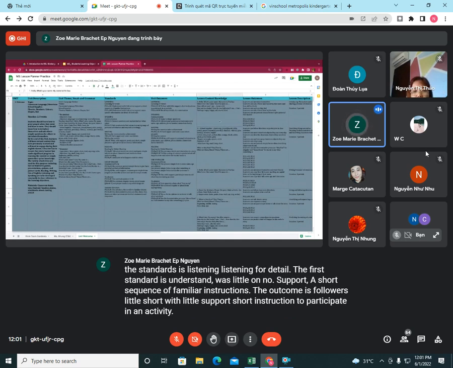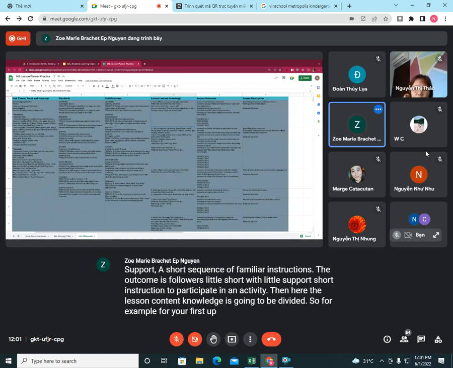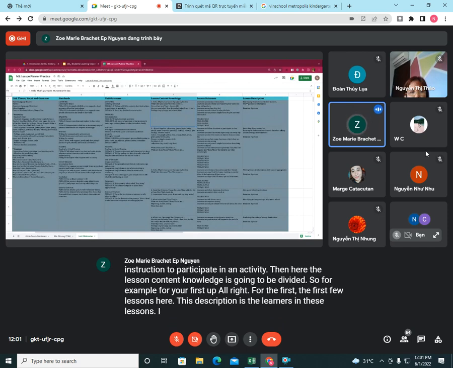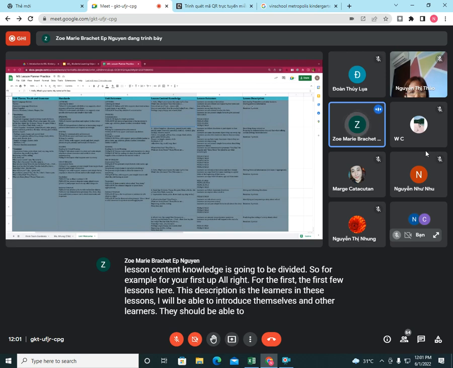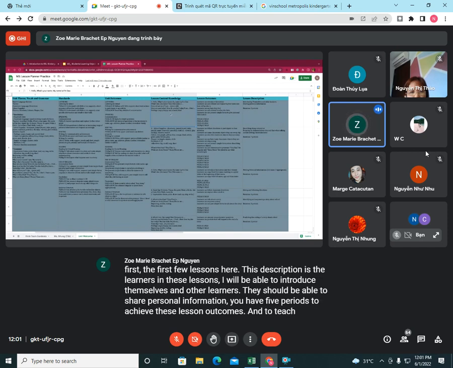Then here, the lesson content knowledge is going to be divided. For example, for the first few lessons, the description is: the learners in these lessons will be able to introduce themselves and other learners. They should be able to share personal information. You have 5 periods to achieve these lesson outcomes and to teach this content knowledge.